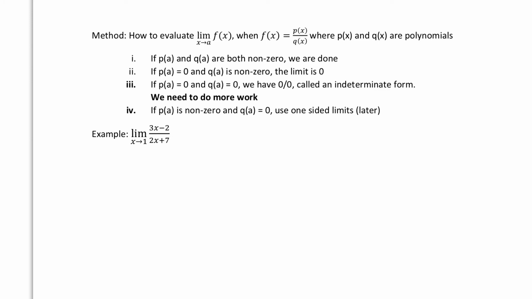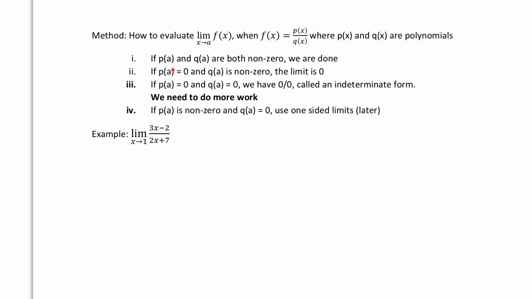So here's your general method for finding the limit as x approaches a of f of x. And in particular, we'll look at the basic case where you have a polynomial over a polynomial. Well, option number 1 is just P of A and Q of A, meaning you tried to plug in A on the top and the bottom. Both of them were non-zero. If that's what happens, well then we're done, because we plugged it in and we got a non-zero number on the top and a non-zero number on the bottom, so we're good to go. That's just a plug it in case.